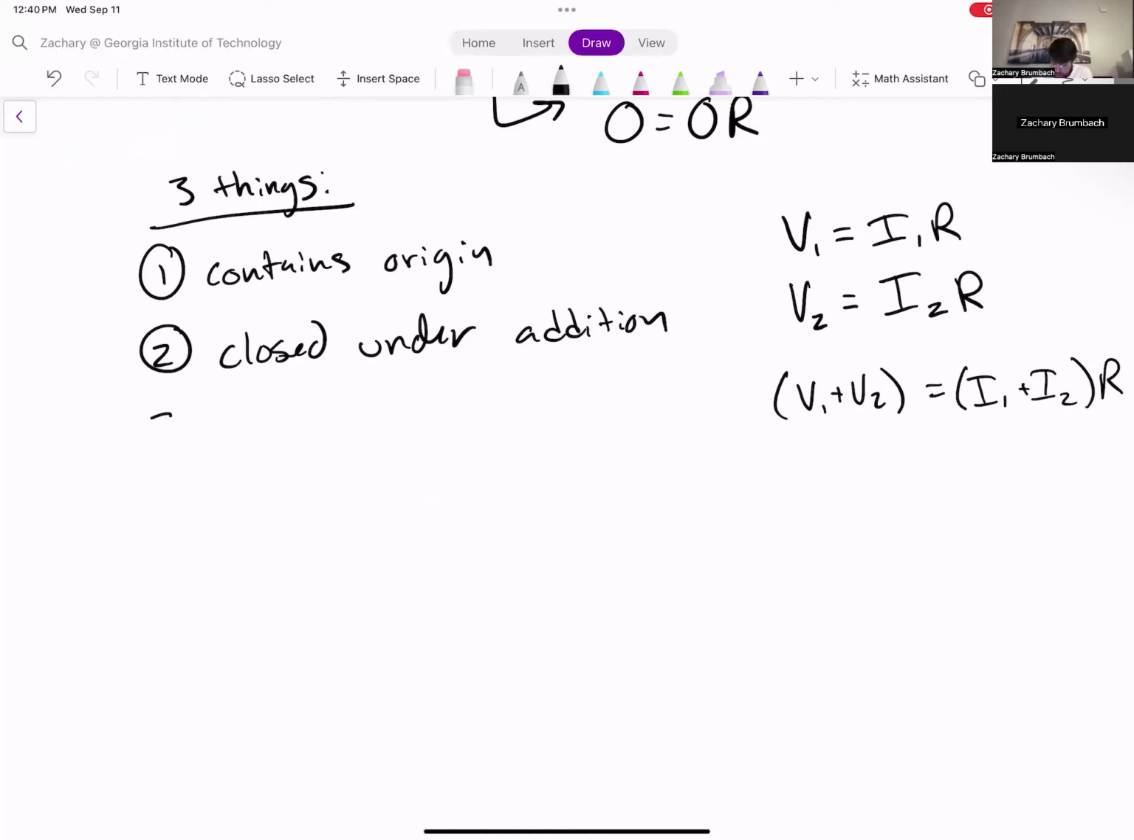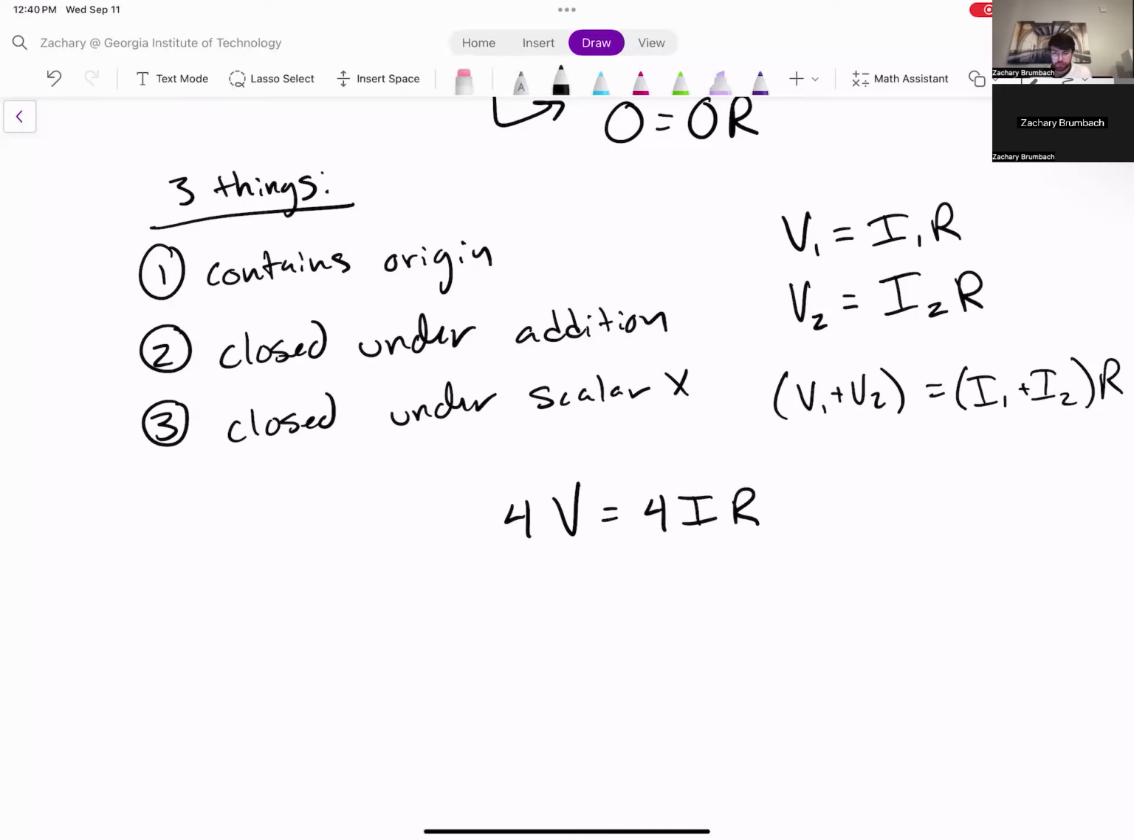Condition 3 is that we're closed under scalar multiplication. What that means is if I have some voltage in and I multiply it by 4, so if I go from 1 volt to 4 volts, I have 4 times whatever my original current is times my resistance. If we increase our voltage, our current will increase proportionally. Closed under scalar multiplication.